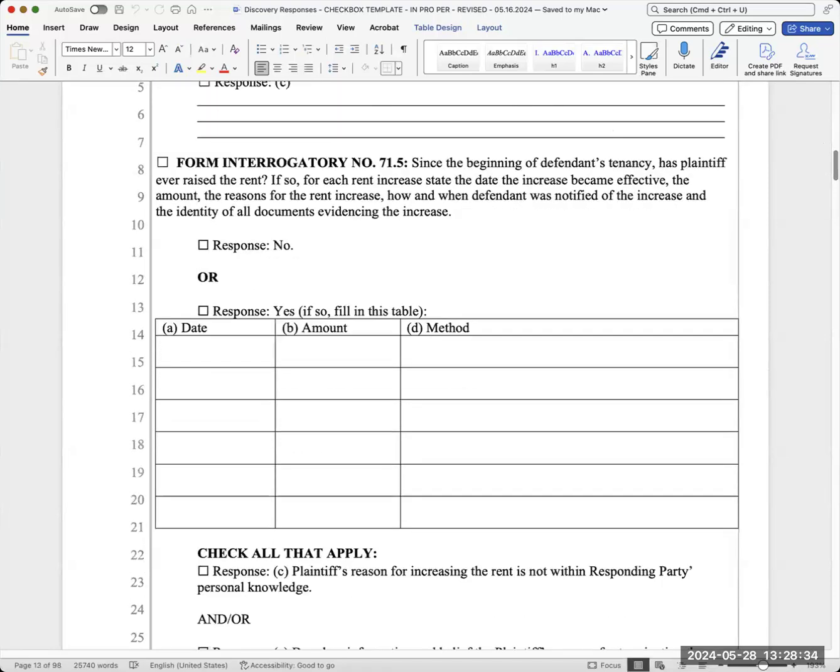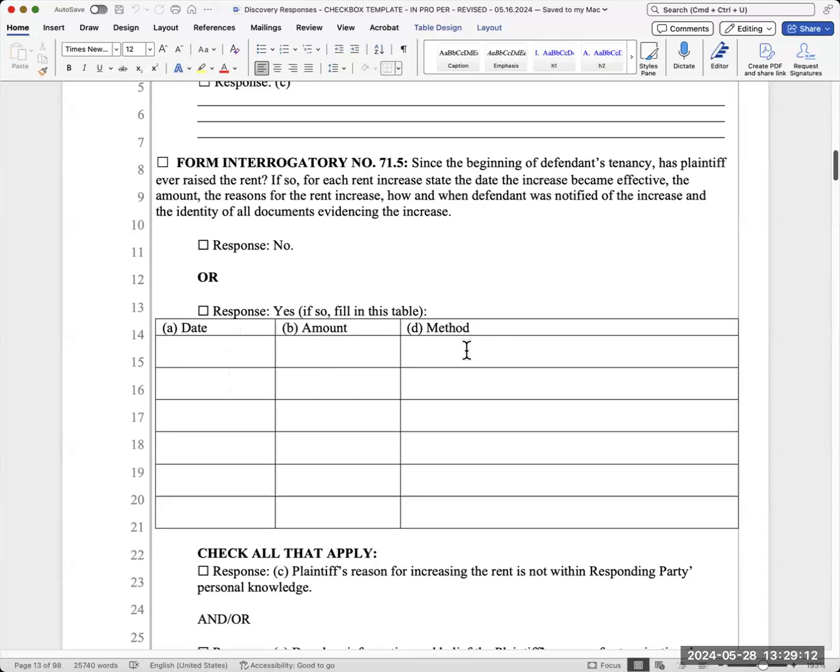71.5. Since the beginning of defendant's tenancy, has plaintiff ever raised the rent? If so, for each rent increase, state the date the increase became effective, the amount, the reasons for the rent increase, how and when defendant was notified of the increase, and the identity of all documents evidencing the increase. If your rent has stayed the same throughout your tenancy, check no. Otherwise, check here and then indicate the date the rent increase went up, the amount it went up, and how you were informed.